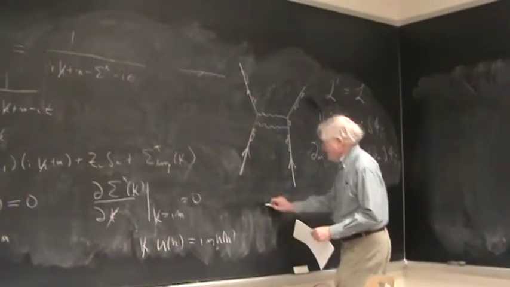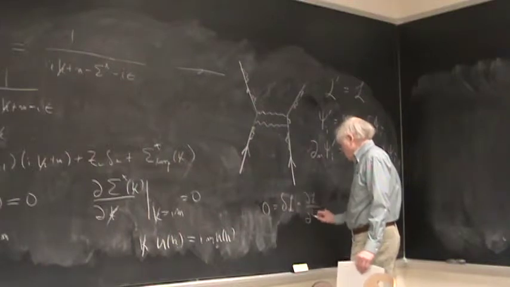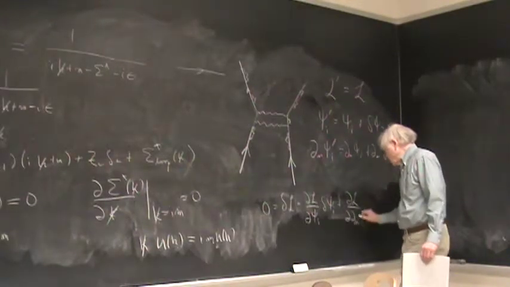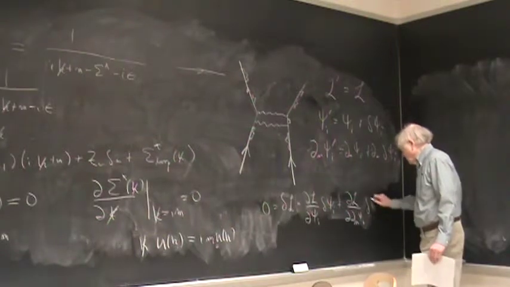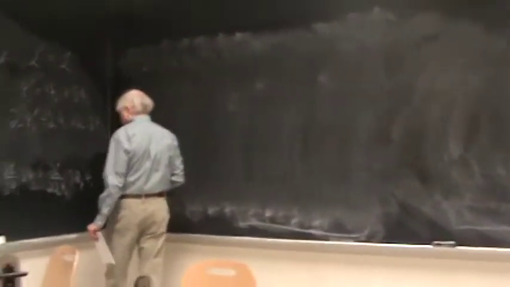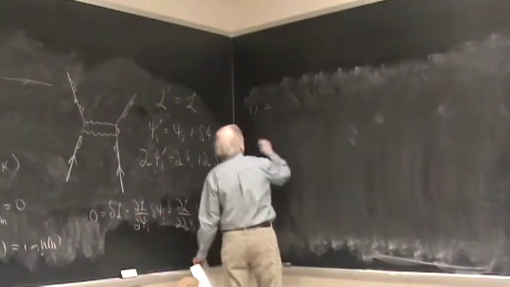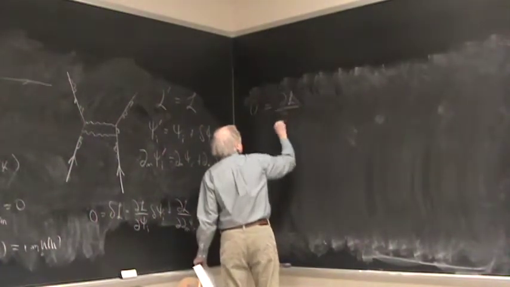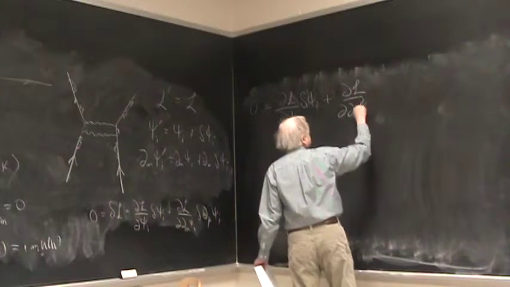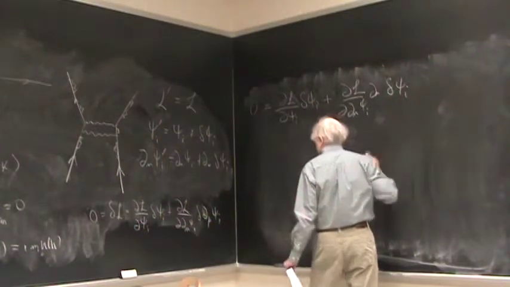Now, what we get then is zero is the change in the Lagrangian, which is partial Lagrange density with respect to psi I, change in psi I, plus partial Lagrange density with respect to d mu psi I, change in d mu psi I. Now, notice that the change in d mu psi I is the derivative of the change in psi I. So we can rewrite this as partial L, partial psi I, change in psi I, plus partial L, partial d mu psi I, d mu of the change in psi I.